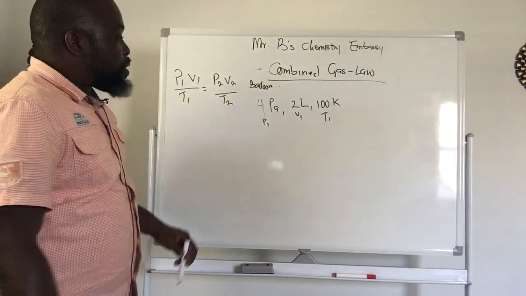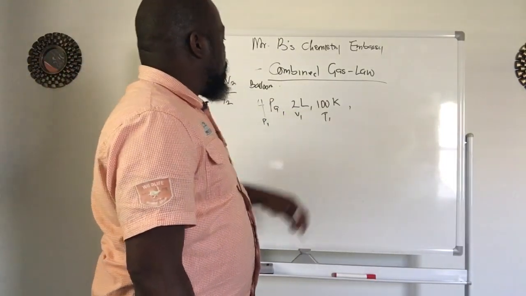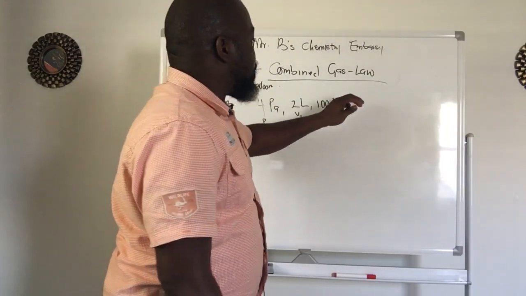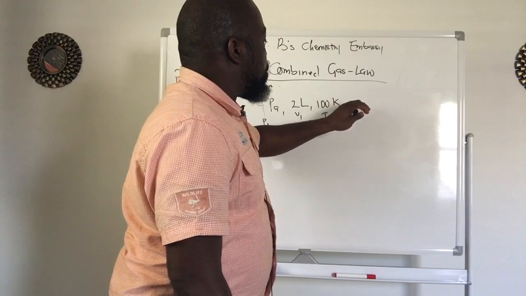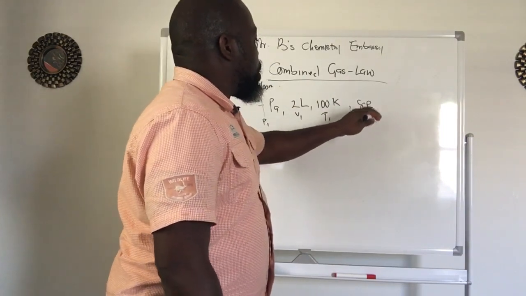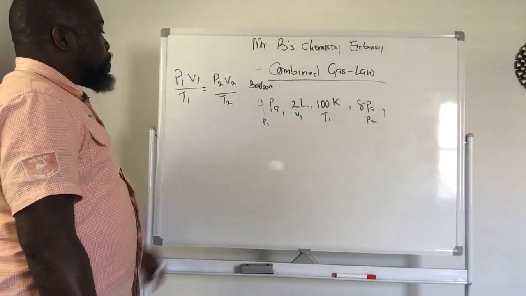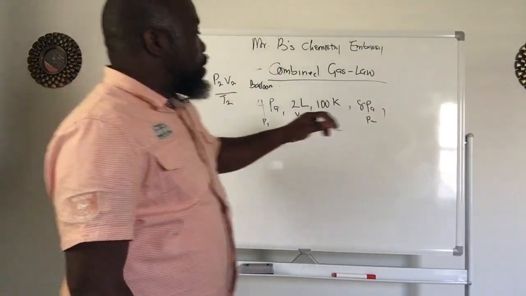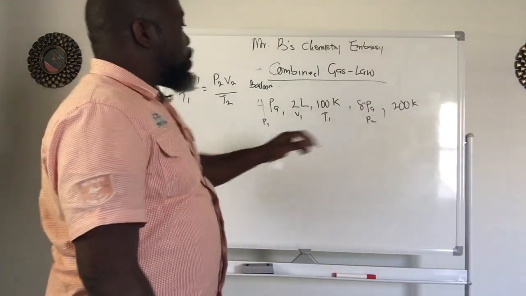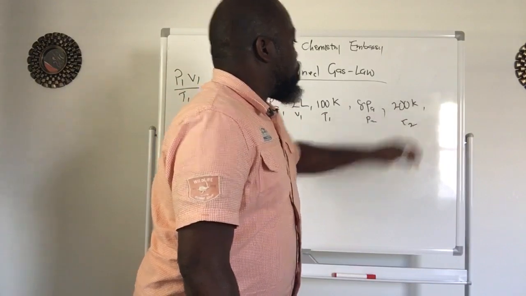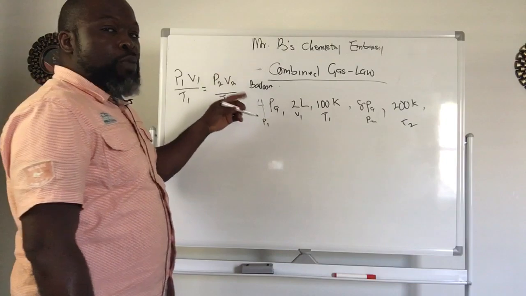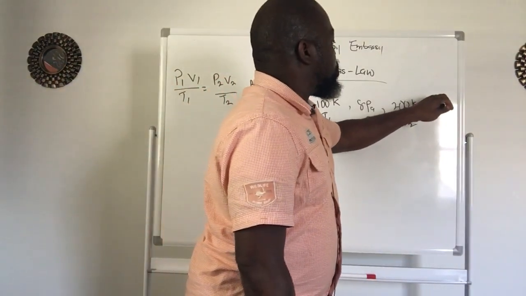Now let's say that the balloon pressure was increased, let's say to 8 Pascal. This is going to be my P2. Let's say the temperature was increased to 200 K. This is going to be my T2. Now we are asked to find the volume of the balloon. So my V2 is what?